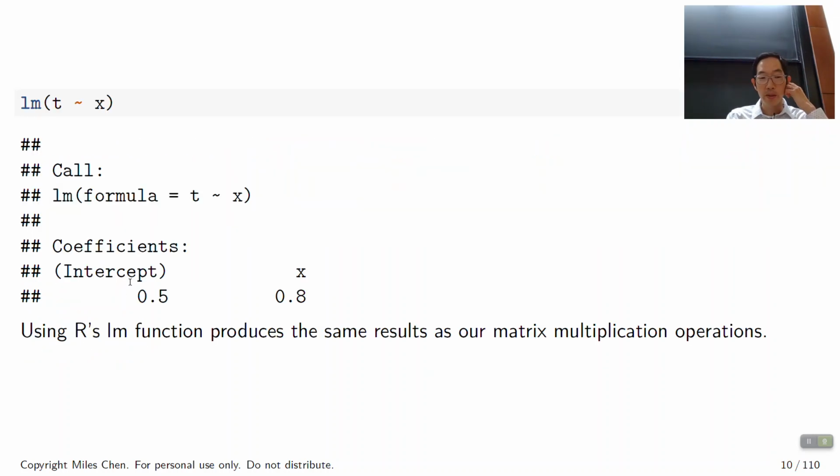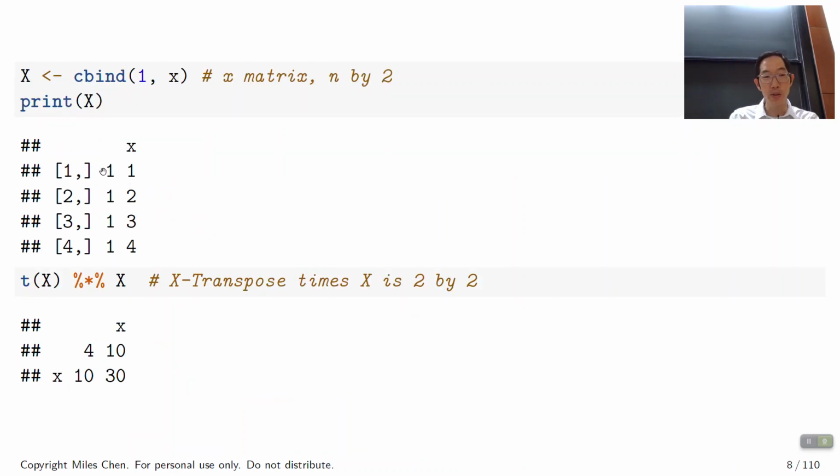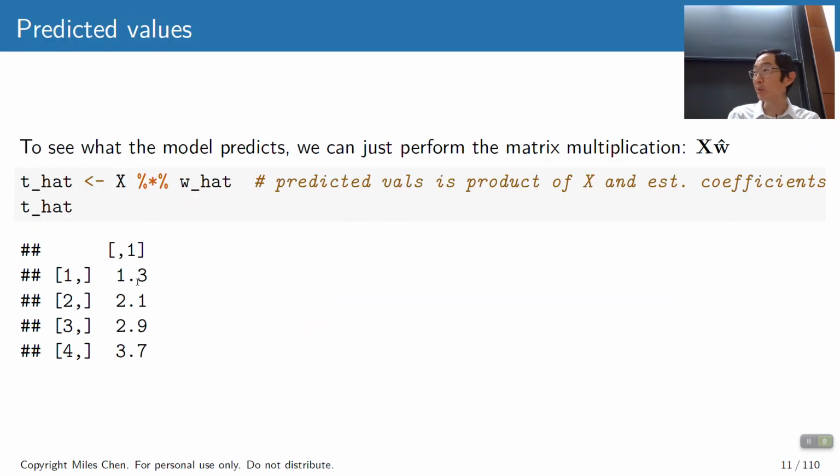We can see this first one uses 0.5 and 0.8. If I do 1 times 0.5 and 1 times 0.8 and add those together, I get 1.3. So we're just doing the X matrix, column of ones and our values 1, 2, 3, 4, times W hat, which is 0.5 and 0.8. The next one is 0.5 plus 2 times 0.8. 2 times 0.8 is 1.6, and 0.5 plus 1.6 is 2.1. Basically these are our predictions: 1.3, add 0.8 to get 2.1, add 0.8 to get 2.9, add 0.8 to get 3.7.